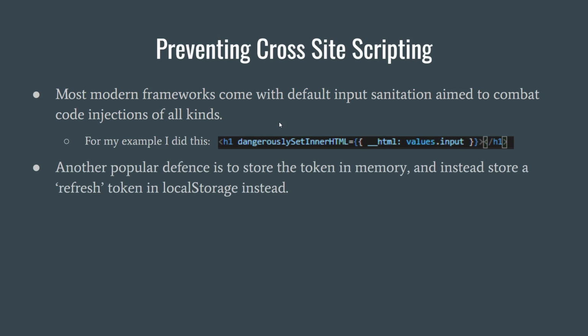There's another popular defense, and that is to store the token in memory, such as a JavaScript variable or a constant, and instead store the refresh token in local storage. This refresh token is only able to request another authentication token from the server. And this just adds another layer of security. So think defense in depth.